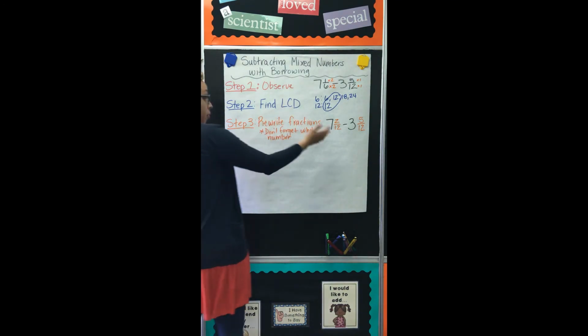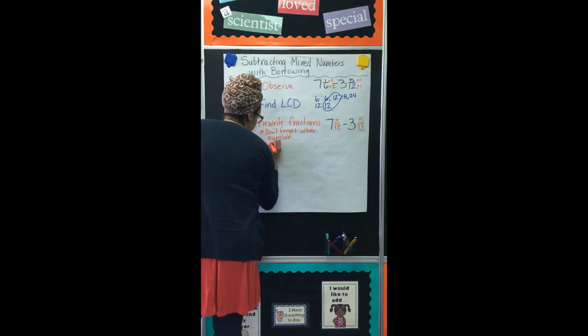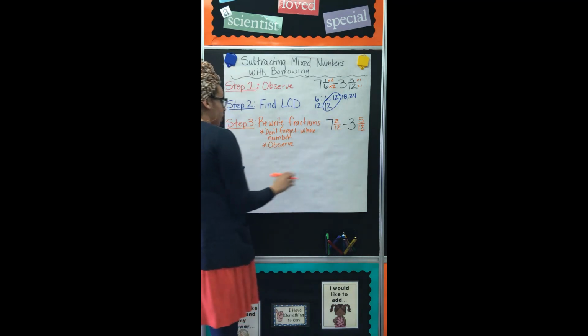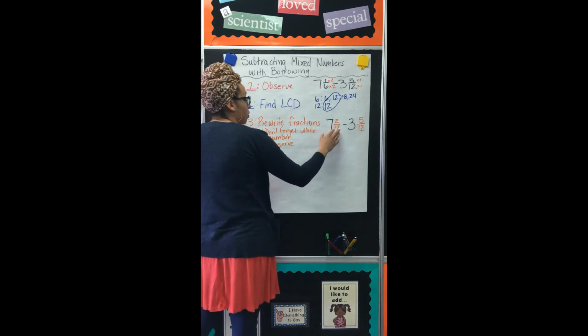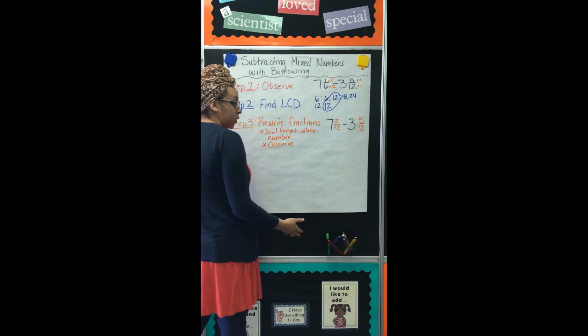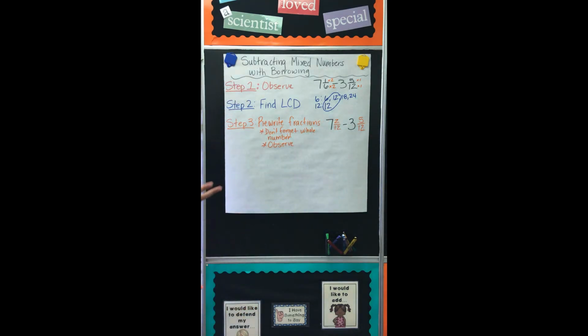Now that we've rewritten our problem, our next step is going to be to observe it. Because we changed to equivalent fractions, we have to see, do we even need to borrow? And look at all of that. So we look here and they both have the same denominator, so we could solve this problem. But we look and can we take 5 away from 2? If I have 2 pieces of candy, can I give you 5? If I have $2 and you ask for 5, can I give you $5?